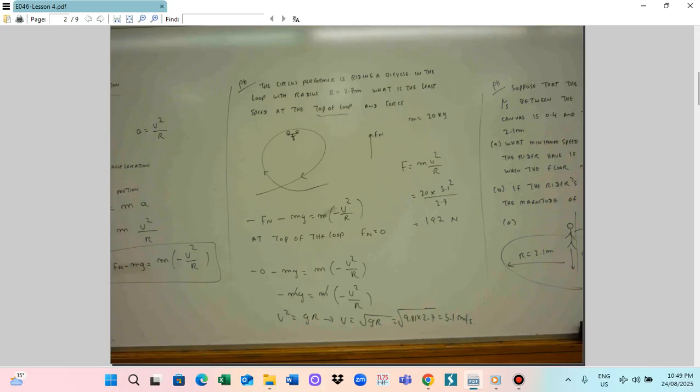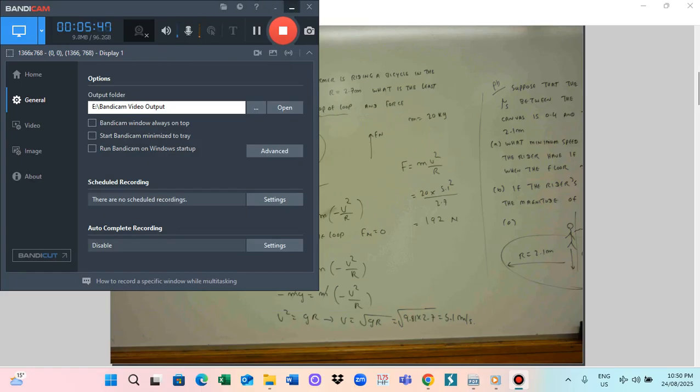So this is for the centripetal acceleration when moving through the gravity. When the object is moving, the centripetal force Fn acts, and for movement opposite to gravity we should use this equation: minus Fn minus mg is equal to m into minus v squared by r.